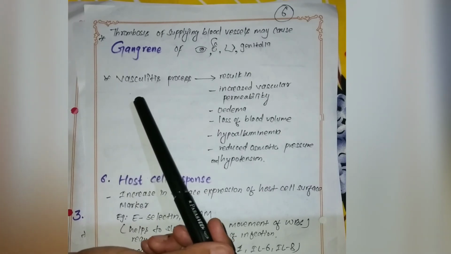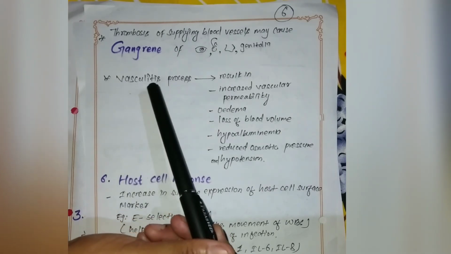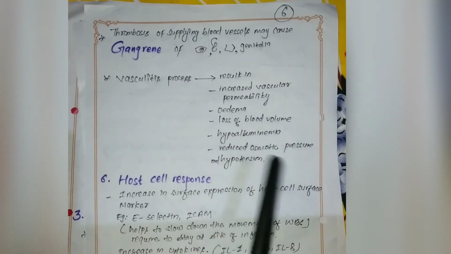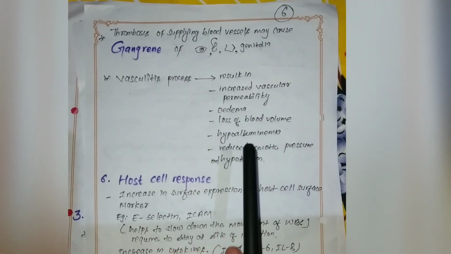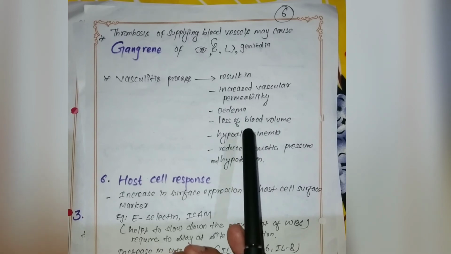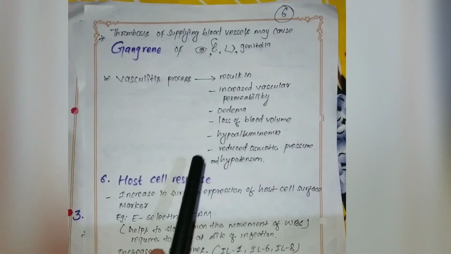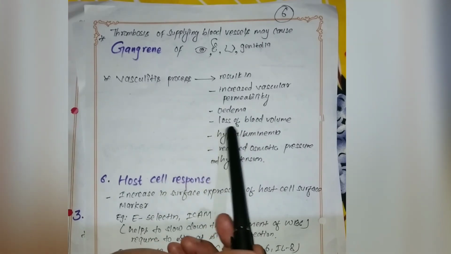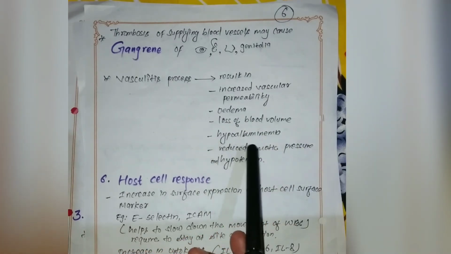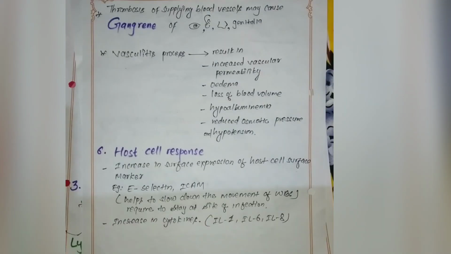Next one is vasculitis. The vasculitis process may result in increased vascular permeability and edema. Edema is swelling caused by the accumulation of fluid, and it may cause loss of blood volume. Hypoalbuminemia means an abnormally small quantity of albumin in the blood. It may also cause reduced osmotic pressure and hypotension.